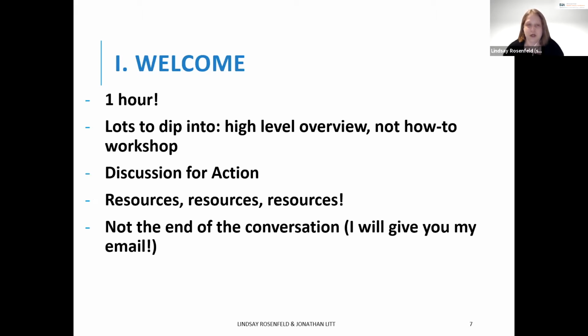It's not a how-to workshop, but we hope to touch on some things that you might be able to use, maybe hopefully some new ones, and really focus in on discussion for action. There's a lot of resources that we've provided at the end of the presentation too, knowing that we've just touched on some things and can't dip deep into them. We've provided lots of follow-up and links, and certainly not the end of the conversation.